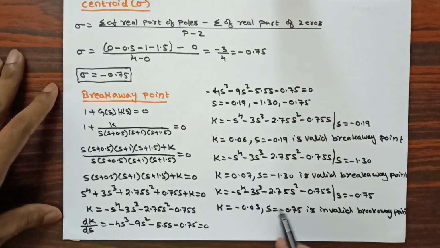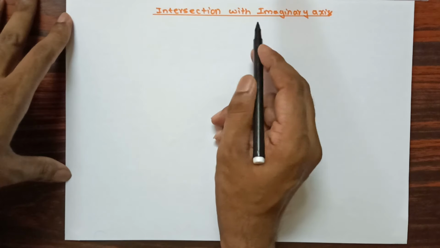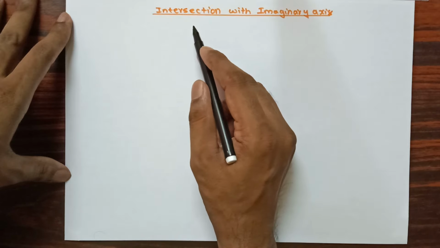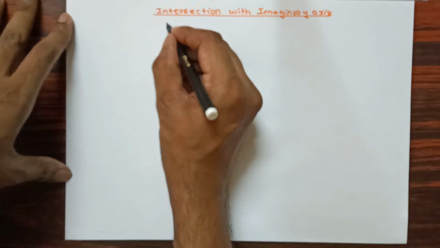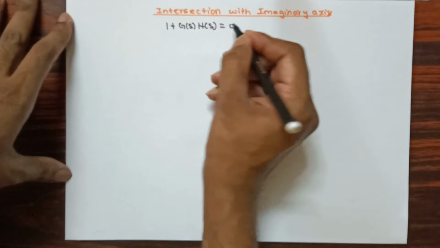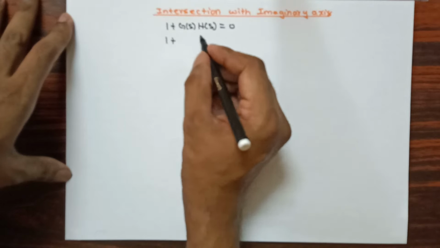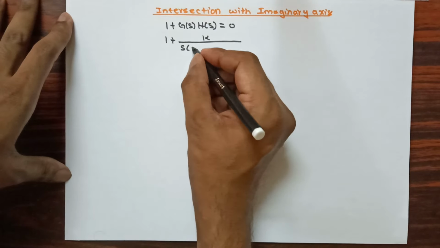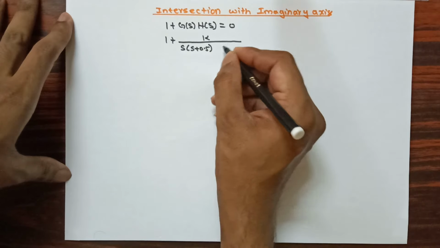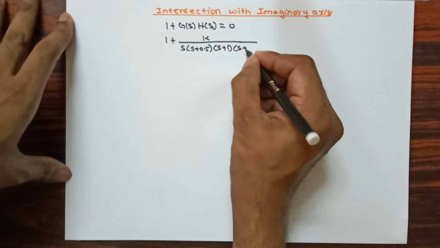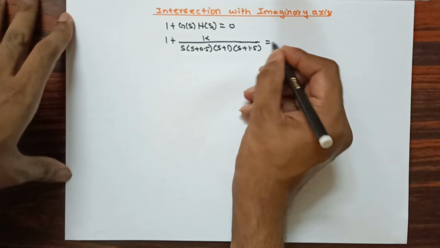So next we are going to find the intersection with the imaginary axis. To calculate the intersection with the imaginary axis, here I am using the Routh method. To use the Routh method, first I need the characteristic equation, that is 1 plus g of s into h of s is equal to 0. 1 plus g of s into h of s is k divided by s into s plus 0.5 into s plus 1 into s plus 1.5 is equal to 0.